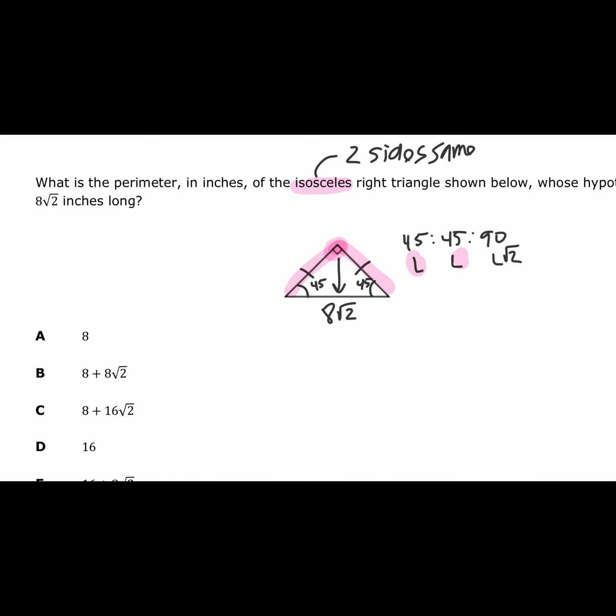And so if I look at what they gave me for the hypotenuse, which was 8 square root of 2, I can clearly see that my leg must equal 8. So if I don't clearly see that, I can set up an equation. L square root of 2 is equal to 8 square root of 2. I can divide square root of 2 to both sides. So cancel, cancel, and now I know my leg is equal to 8.